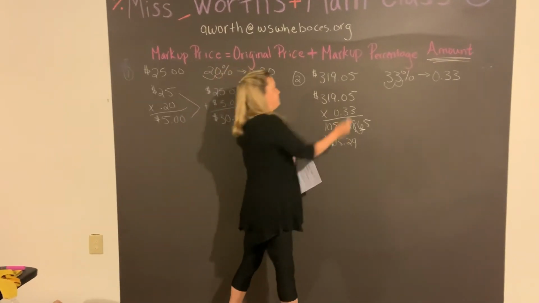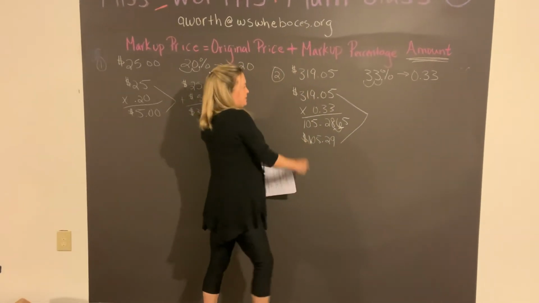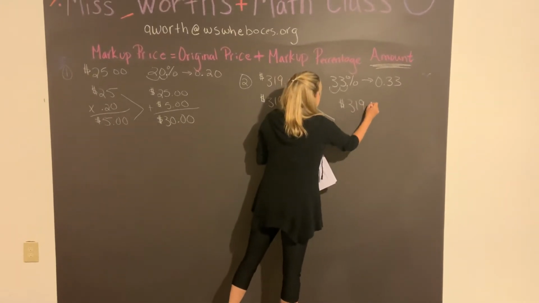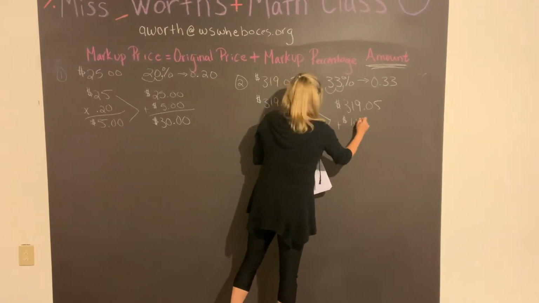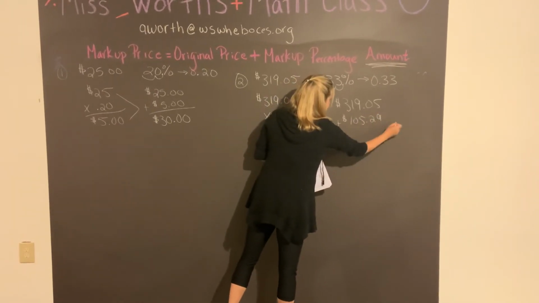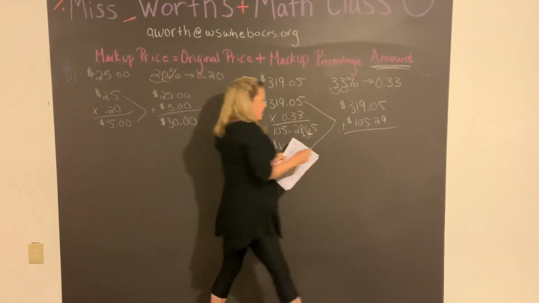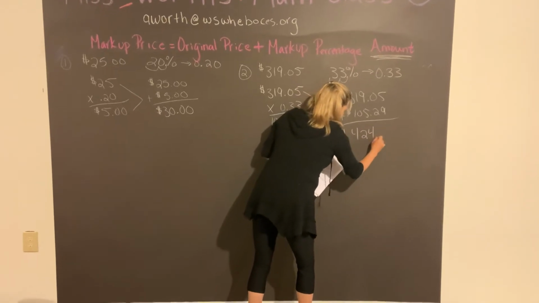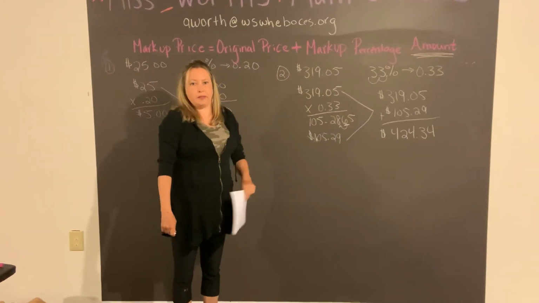So what do I need to do? I'm going to add my original price plus my markup together. So I added $319.05 plus my $105.29. Okay? And when I added those, I got a total of $424.34. That is how much the customer would pay.